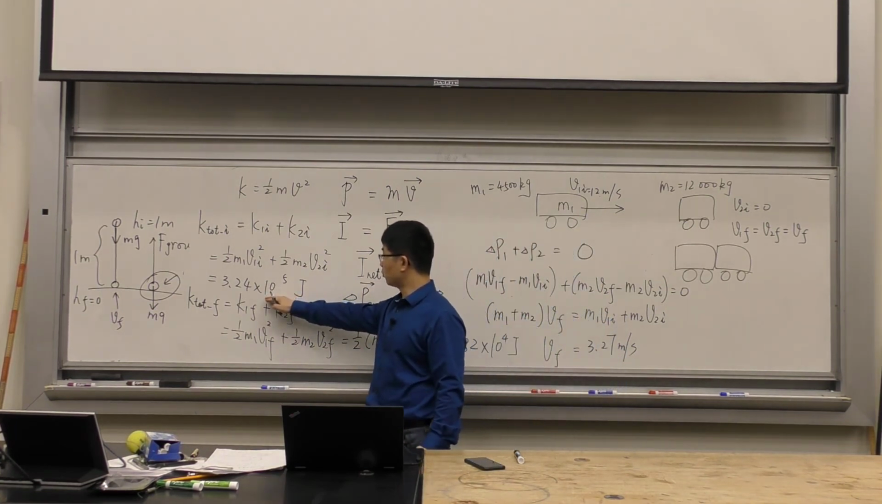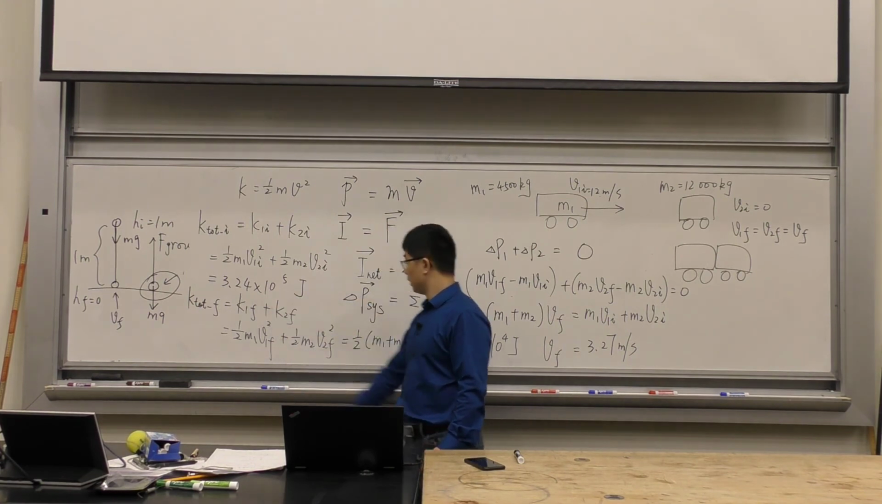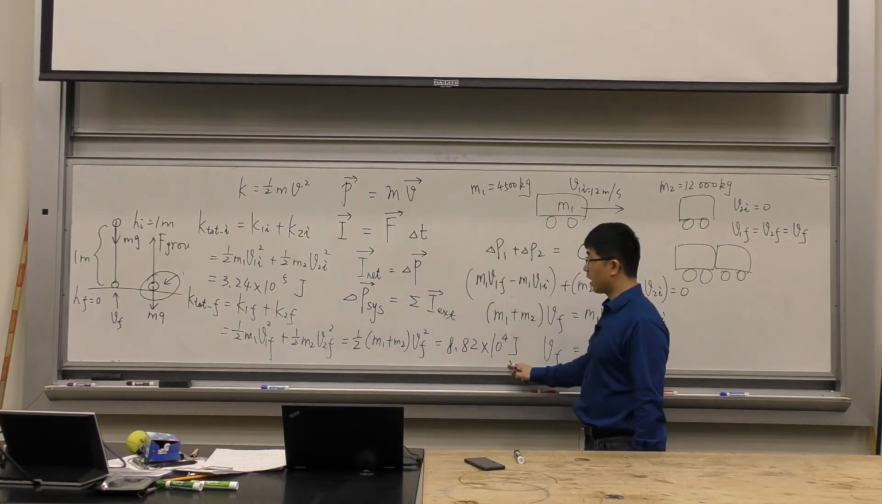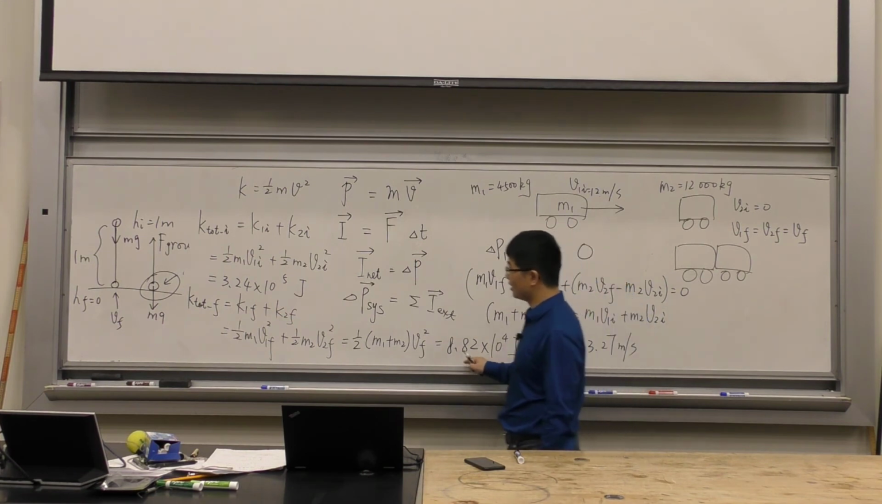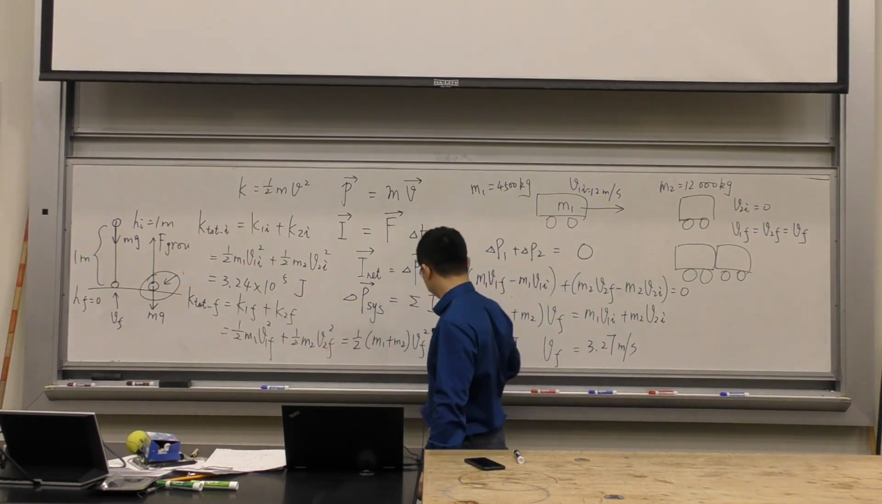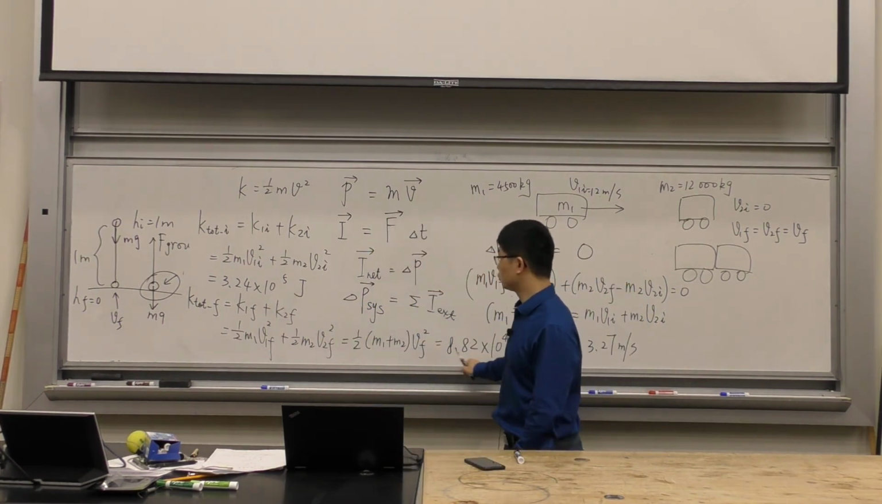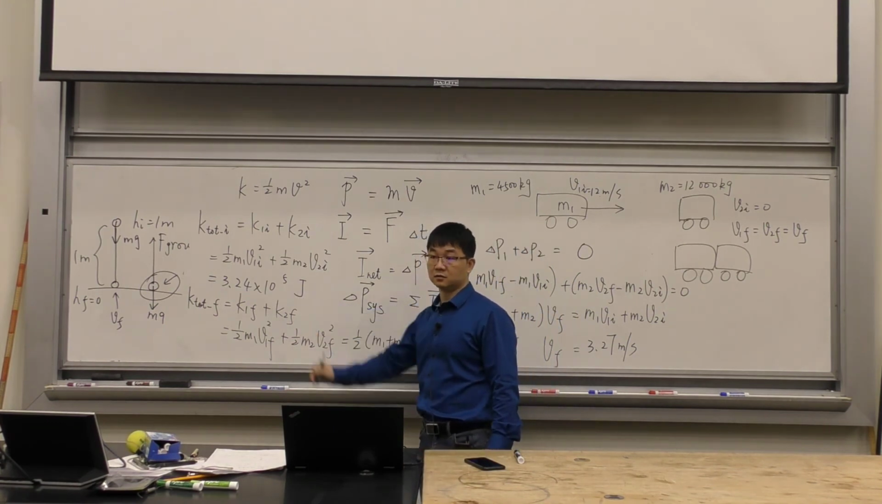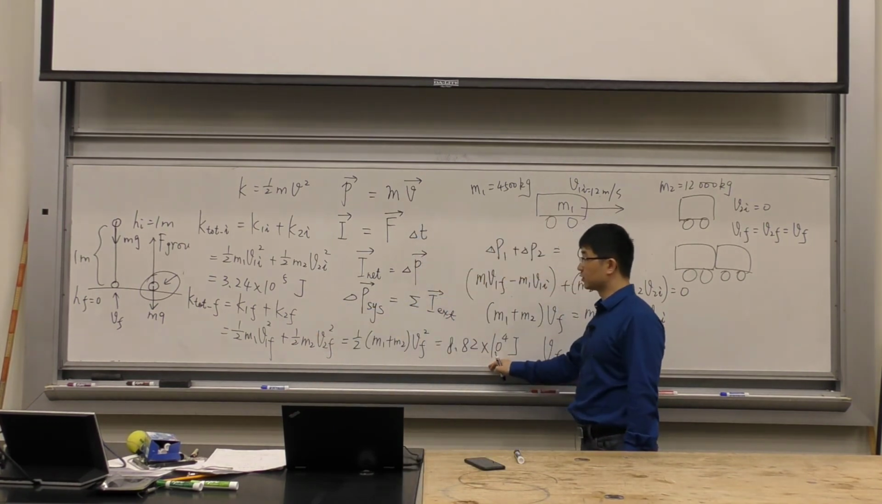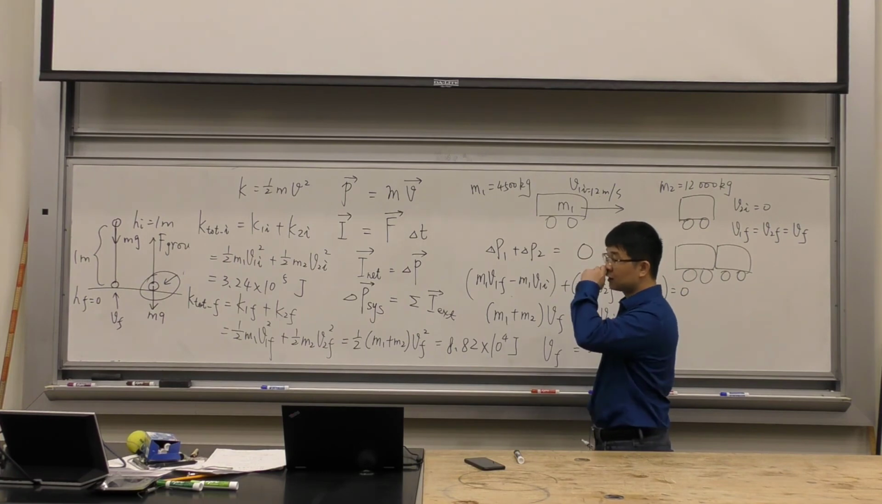this is the total kinetic energy before the collision. This is the total kinetic energy after the collision. Apparently, this one is smaller than that. If you calculate, this is only 27% of that. So this is less than 30% of that. Does this violate conservation of energy?